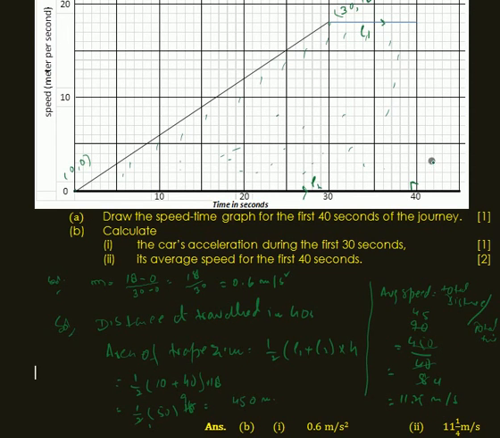The average speed is in meters per second. Actually it is paper 1, calculator is not allowed, but if you leave it as 45 upon 4 meters per second, it also works. So you do not need to go for a long calculation. You can solve this or leave the answer up to this.